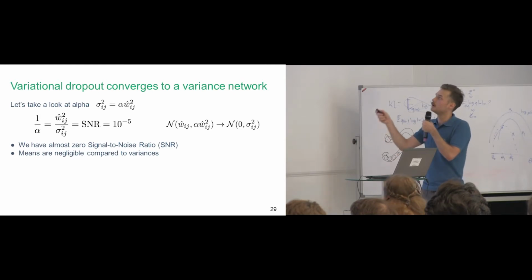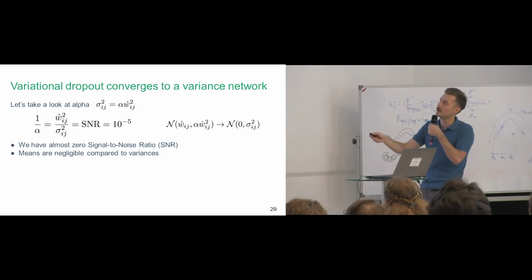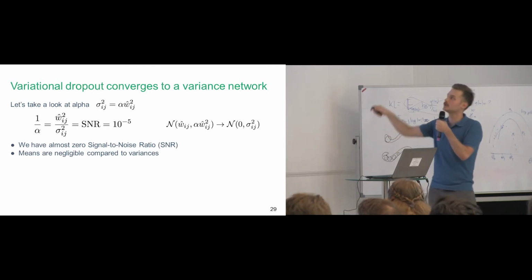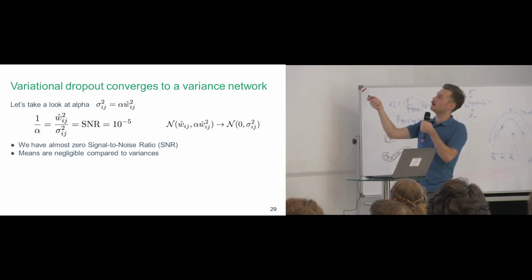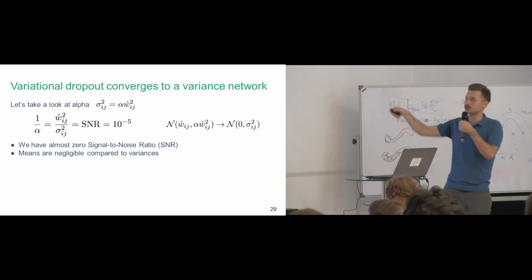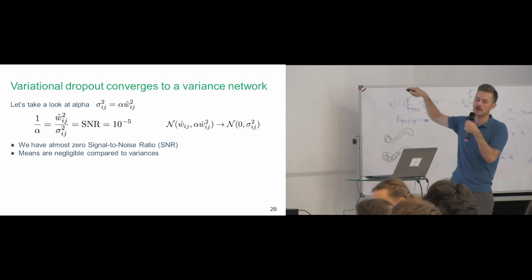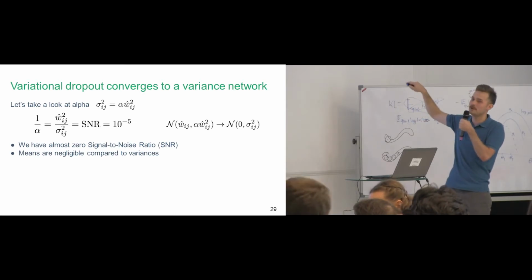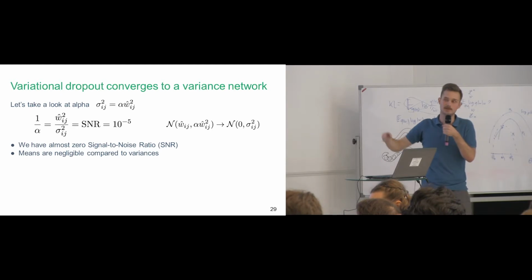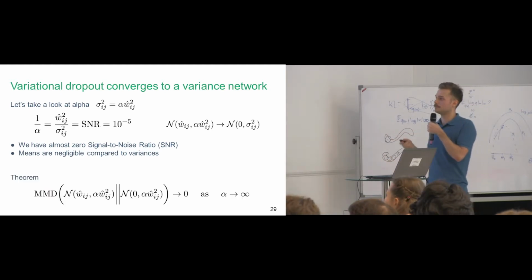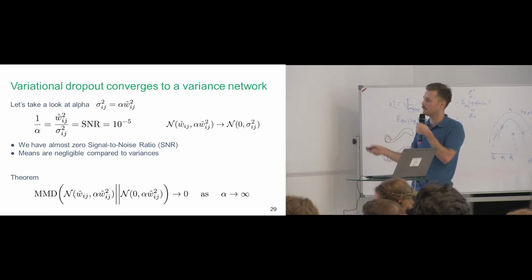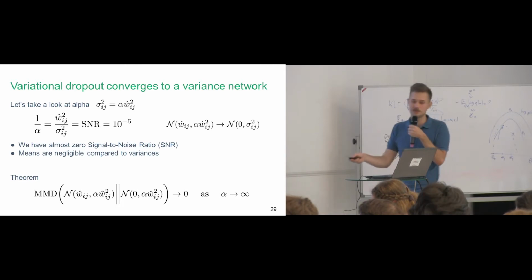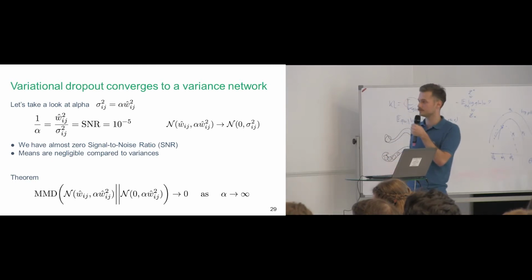And actually, this distribution that we have converges to a distribution with just 0 mean and some variance. And that's what we call a variance network, because we have no means anymore. We have only variances, and we train variances, and it works. Also, we proved a theorem that in terms of maximum mean discrepancy, if alpha goes to infinity, these distributions are not distinguishable.